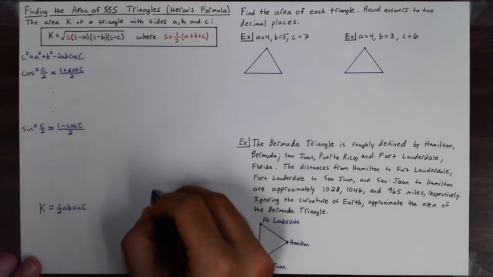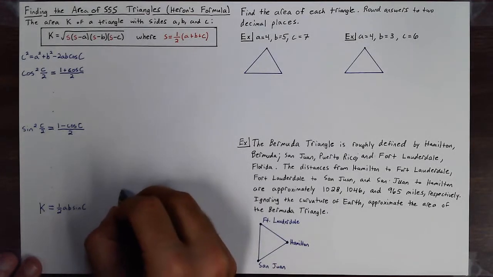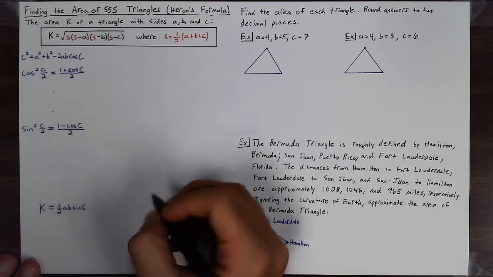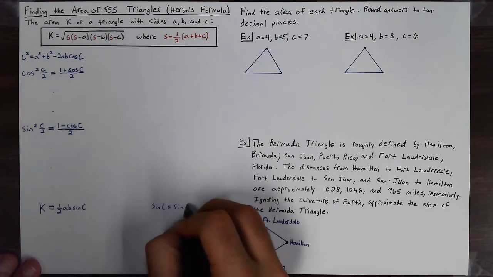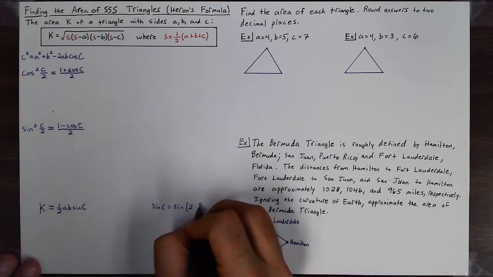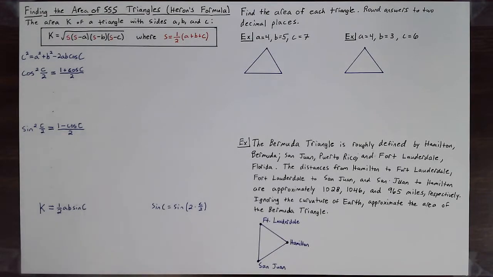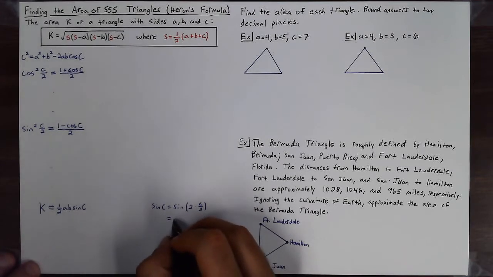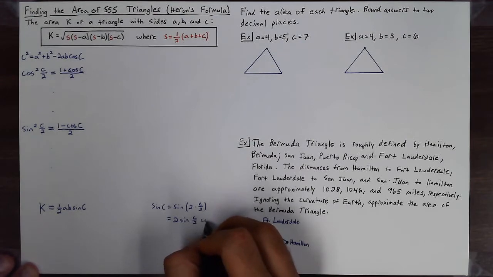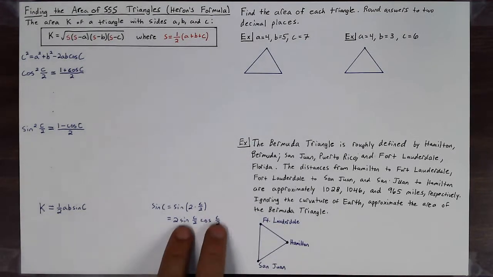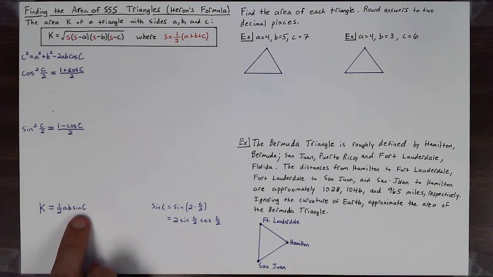So meaning, if I look at sine of C as sine of 2 times C over 2, then the double angle formula states that sine of C should be equal to 2 sine of C over 2 times cosine of C over 2. So I need to figure out what sine of C over 2 and cosine of C over 2 are, so I can actually replace the sine C here, so I only have sides to deal with.